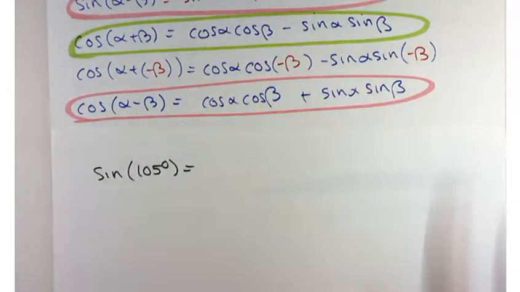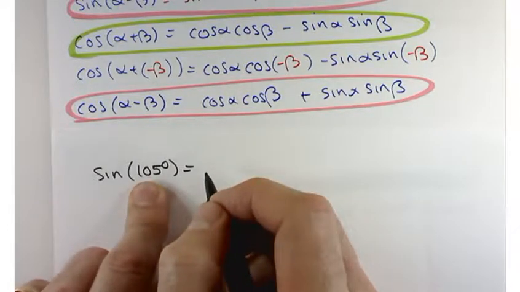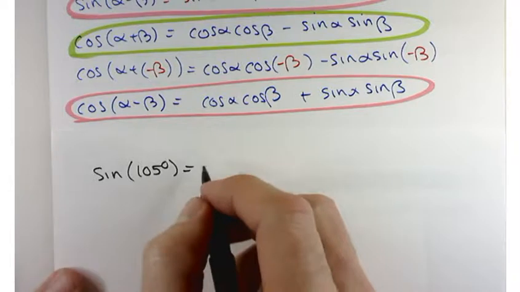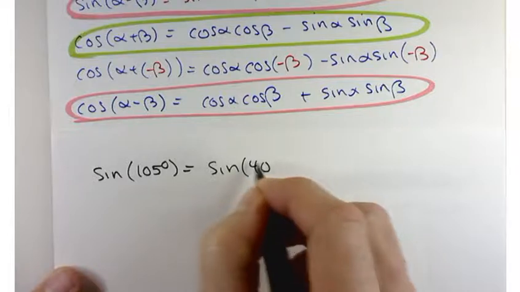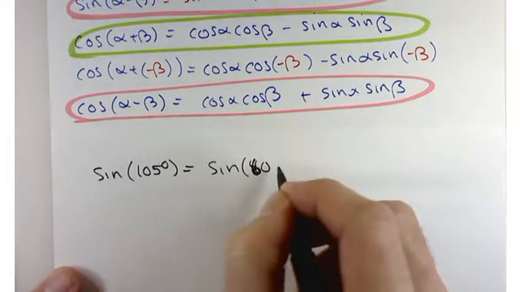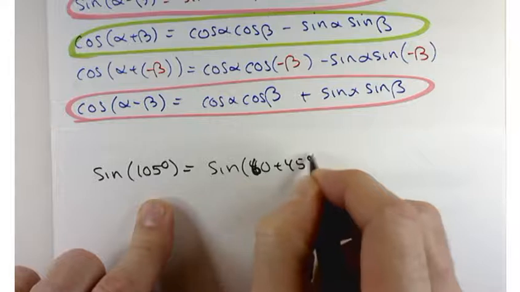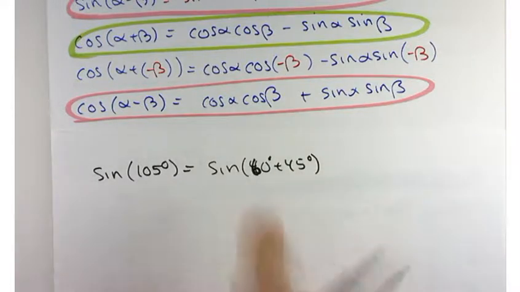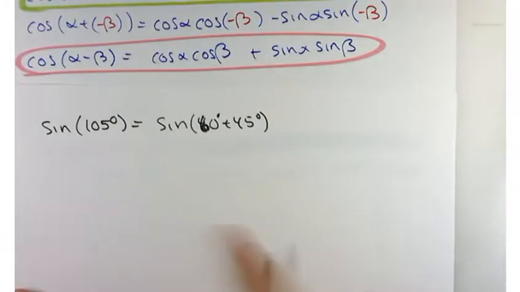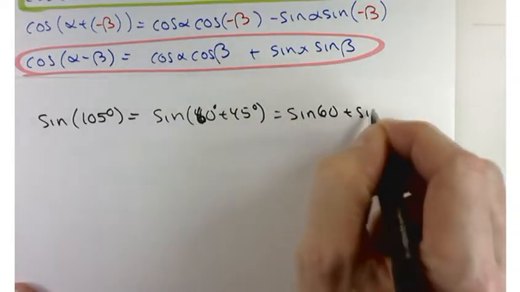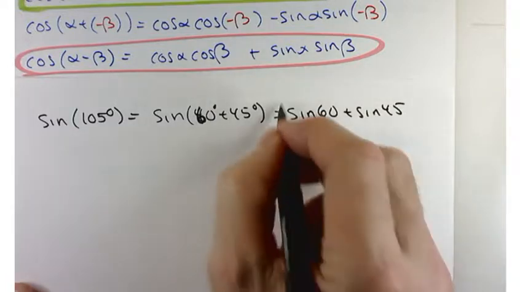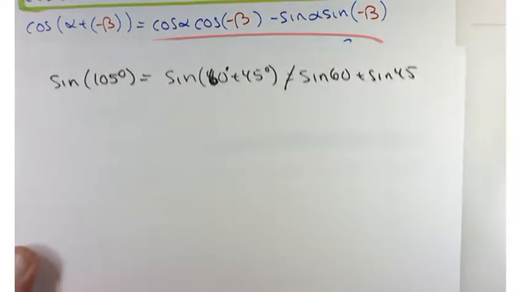Now we need to use these formulas because sometimes we have angles that don't quite match what we're used to. So we might calculate it somehow different. So for instance, we can calculate this as the sine of 60 plus 45 degrees, which is our 105. Now as tempting as it is to say, oh gee, that's a sine of 60 plus a sine of 45, we can't. It doesn't work that way.